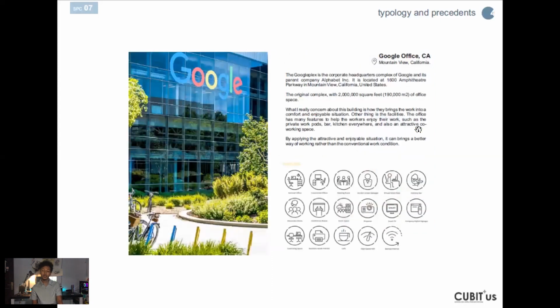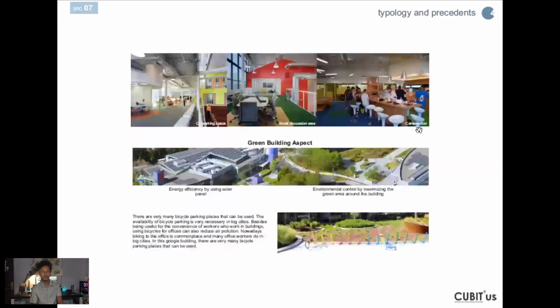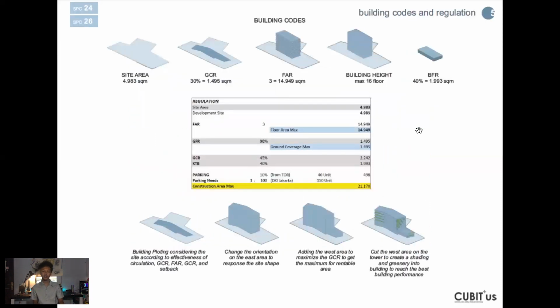And then the third and the last is Google. Why I choose Google? Because I think Google has a more attractive working situation and can enhance the productivity of their workers there. And also I like how they maximize the land use, like they use the outside area as a communal area. And then these are my building codes and regulation.